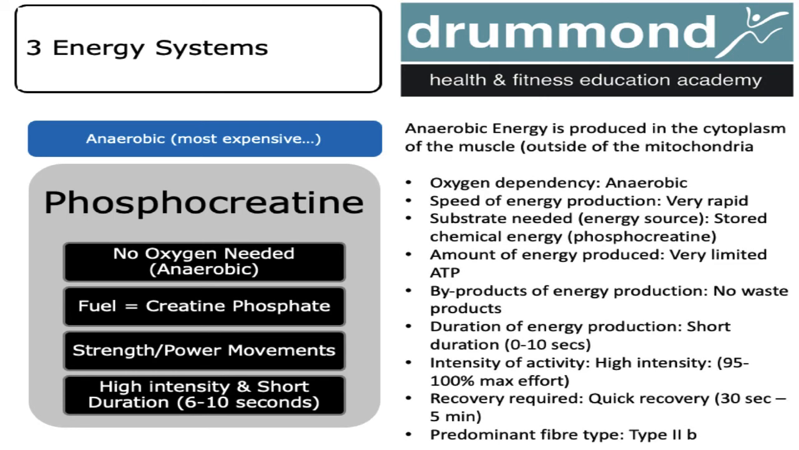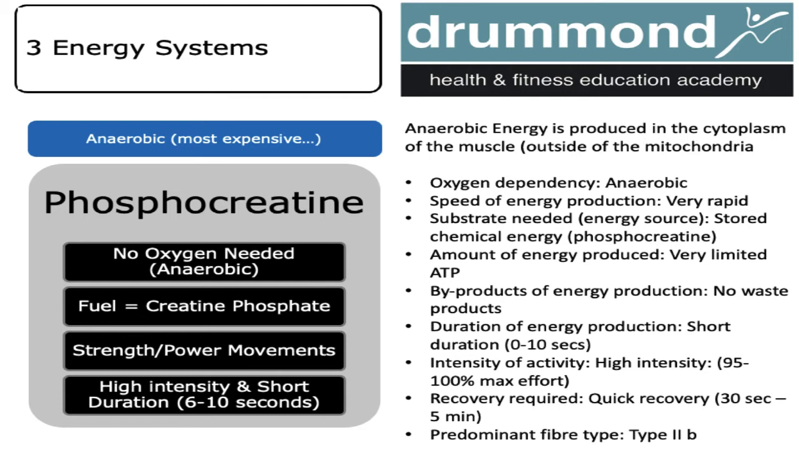The anaerobic energy is produced in the cytoplasm of the muscle, outside of the mitochondria. Remember that mitochondria is part of the cell which uses oxygen, and because the phosphocreatine doesn't use oxygen, it's not going to use mitochondria when creating ATP. The oxygen dependency is entirely anaerobic, meaning that no oxygen is needed when creating the energy.